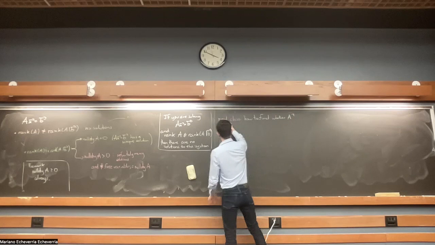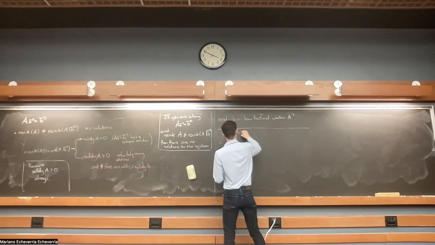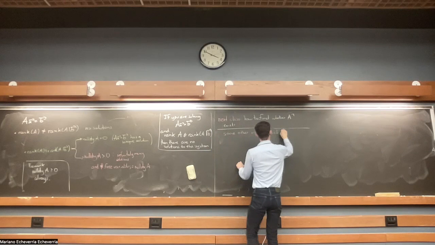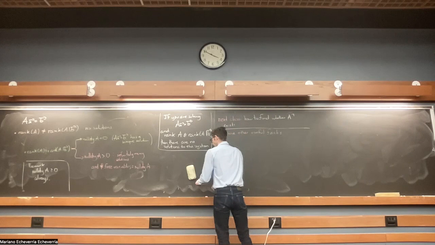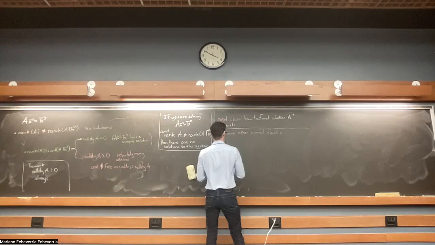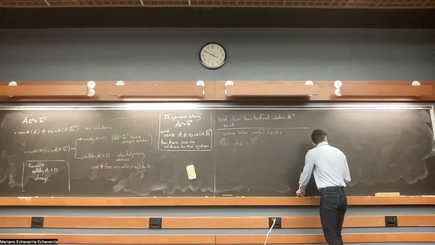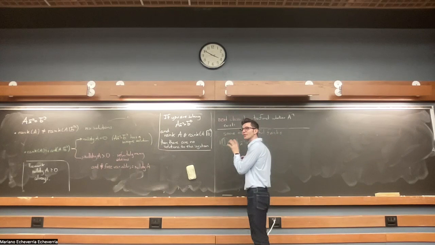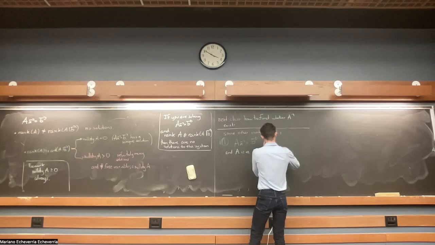So for now, let me give you some other useful extra facts. Imagine that you had a system of equations, right? So here's the first one. You have AX equals B, and A happens to be a square matrix, which is invertible. Somehow we know that A is invertible. We don't know yet how, but A is a square matrix which we know is invertible.